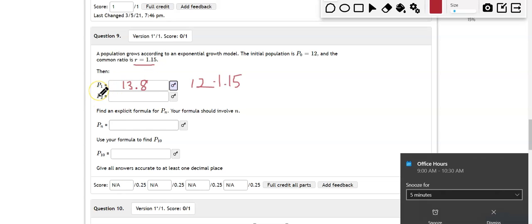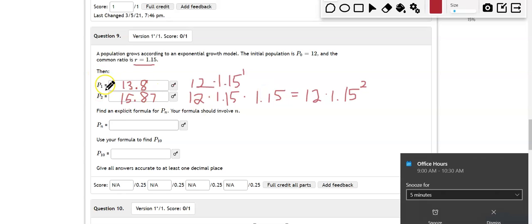Now as we get ready to do P sub 2, we're going to multiply again by the common ratio. So we're going to take 13.8 and multiply it by 1.15. So that's 12 times 1.15, and we took that answer and multiplied it by 1.15 again. And that is going to be 15.87. Now notice that this is really 12 times 1.15 to the first power. And this is really 12 times 1.15 to the second power, since we're multiplying it twice.